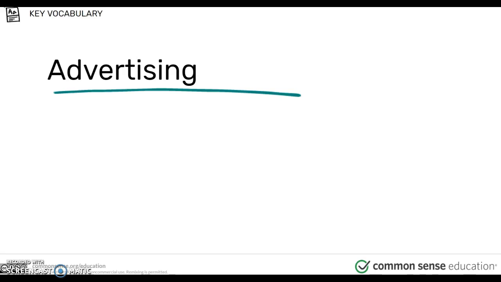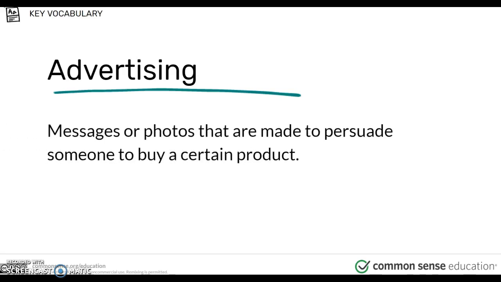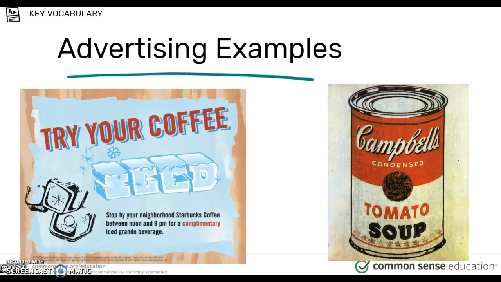All right, so we've answered the advertising question. Here is the answer: it's messages or photos that are made to persuade someone to buy a certain product. So these are some advertising examples. As you can see, we've got some iced coffee over on the left-hand side by Starbucks, and of course the ever famous Campbell's soup can. You may notice the Super Bowl was just on. We had tons and tons of advertising going on. They're trying to get you to buy something, and in the case of the Super Bowl, they will spend lots and lots of money.